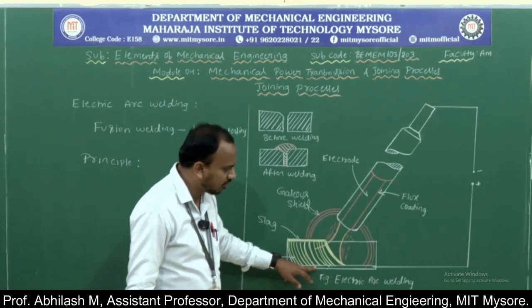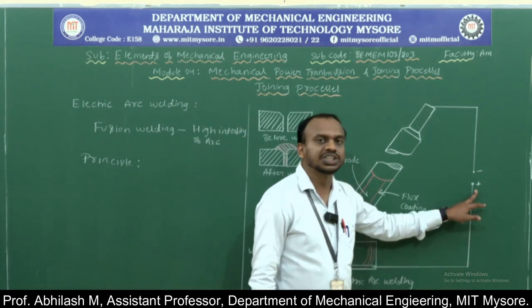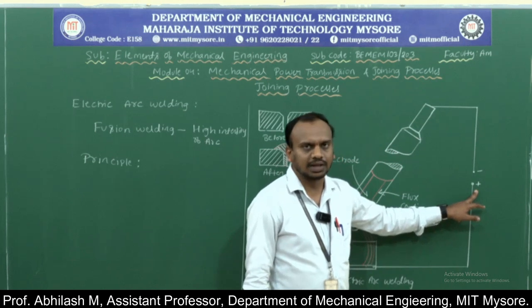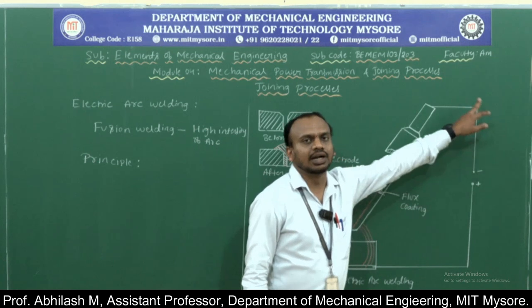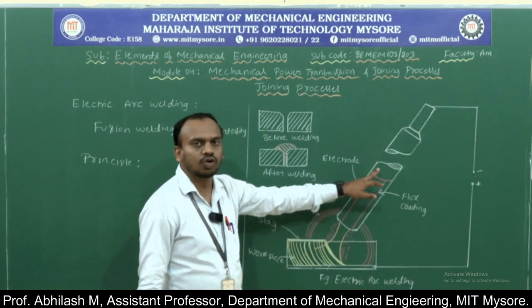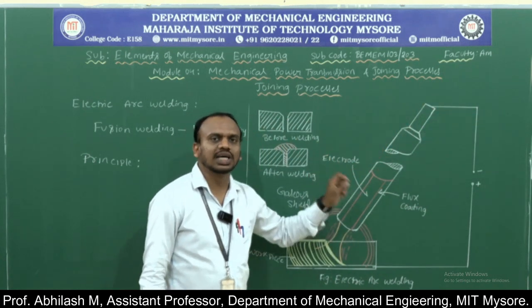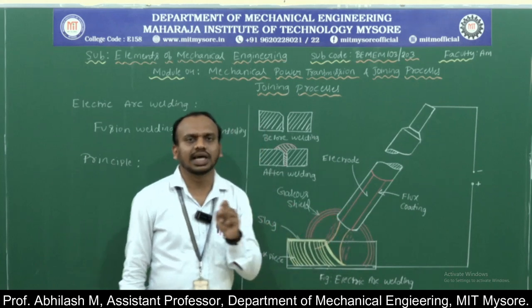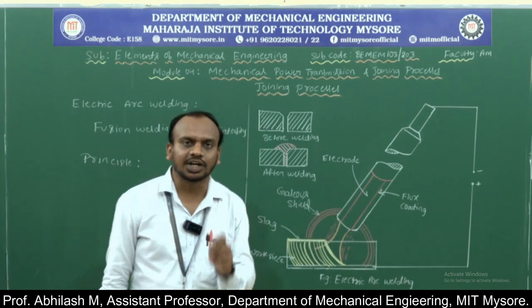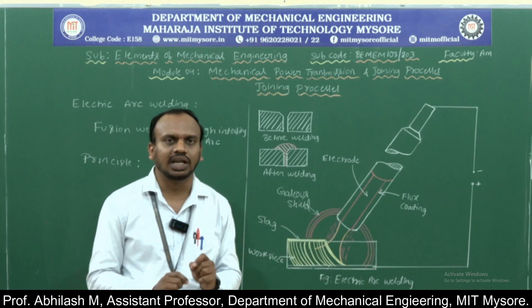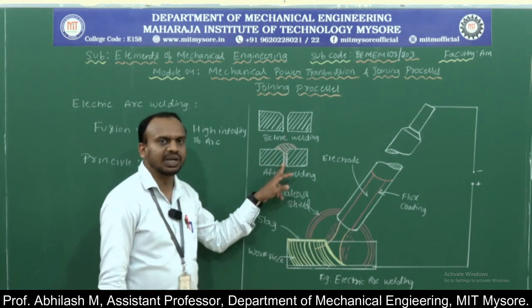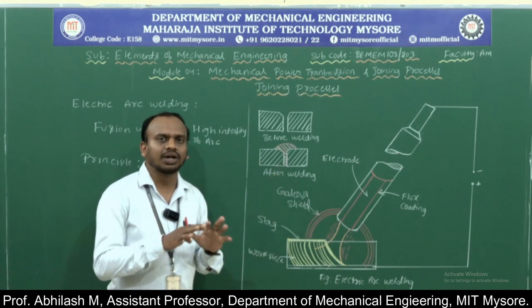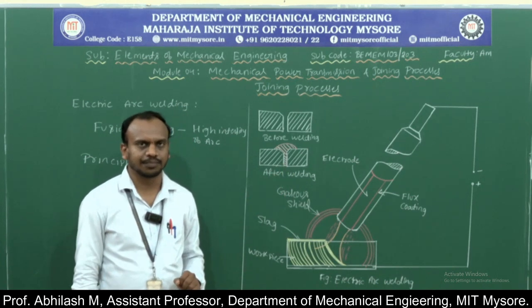This work table will be connected to the positive terminal of the power supply, whereas the negative terminal is connected to the electrode holder, which holds the electrode. What is this electrode? This electrode is the filler material which will occupy the gap between the two workpieces in order to form a homogeneous joint.